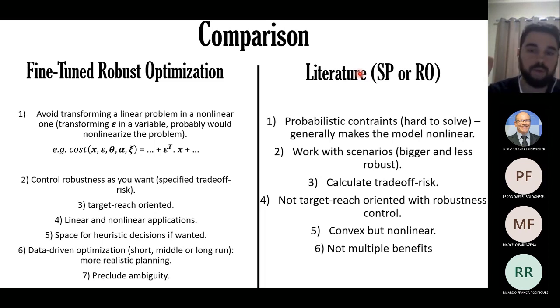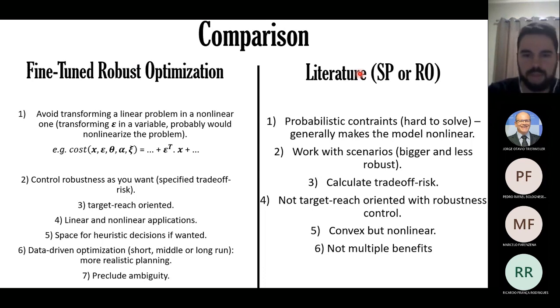You're going to work with scenarios, and the bigger the amount of scenarios, the less robust your problem is going to be. And it's really a big problem for real problems. And you calculate the trade-off risk. Actually, you don't have works where you can specify your trade-off risk. Actually, you work with probabilistic constraints.